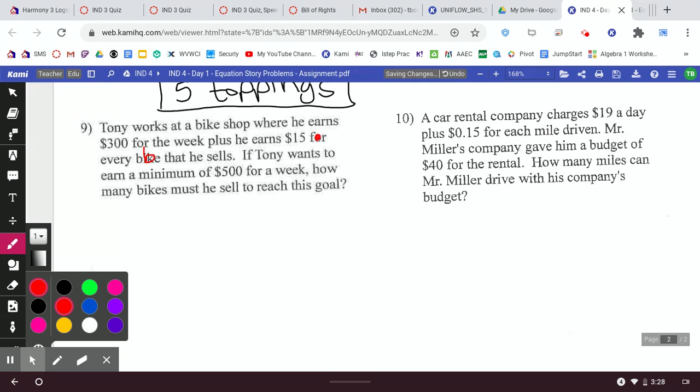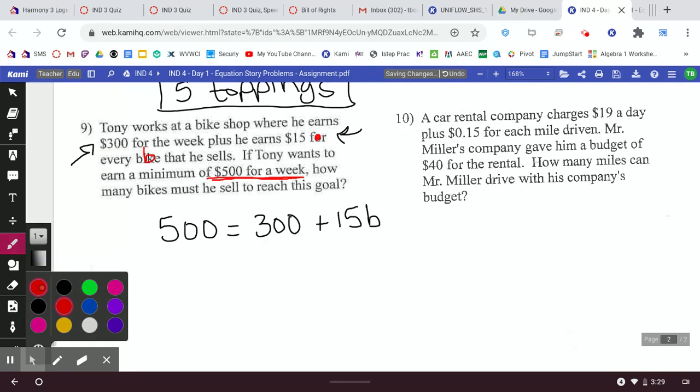If Tony wants to earn a minimum of $500 a week, how many bikes must he sell to reach that goal? So let's think about what our problem is. First of all, his total amount that he wants to earn a week, that's his total amount, is 500. So there's our total. And he's going to earn that by his $300 that he earns, plus his, right here, $15 per bike, or times B. So first, let's solve for B. How many bikes does he need to sell to make $500?